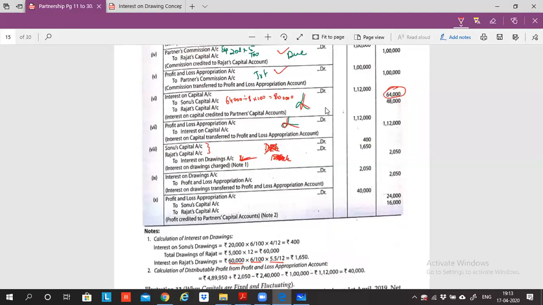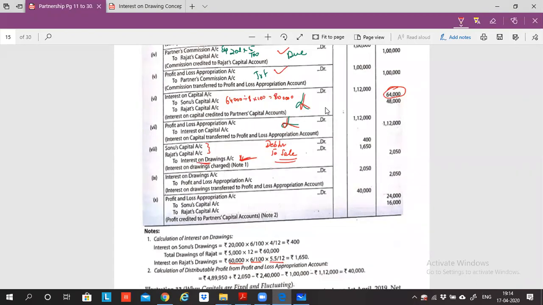What is the entry that you pass for credit sales? Debtor account debtor to sales. Credit sales. Yes, sir. Debtor to sales. Sale is your income.